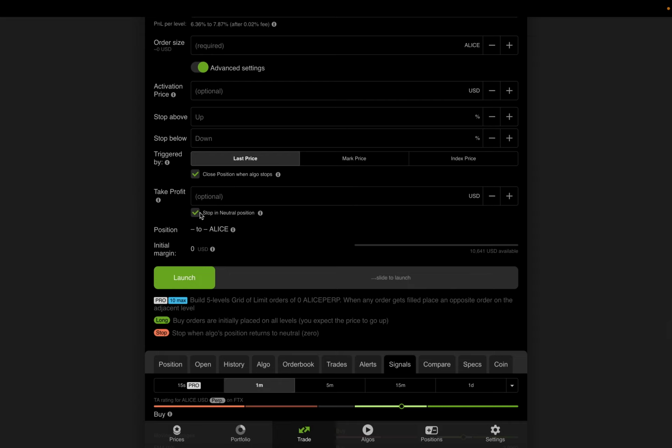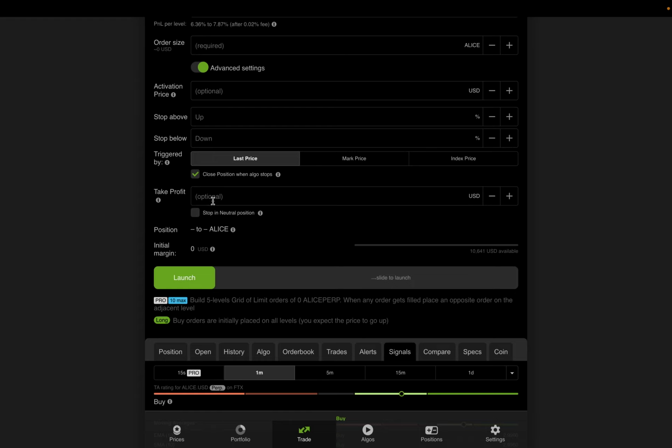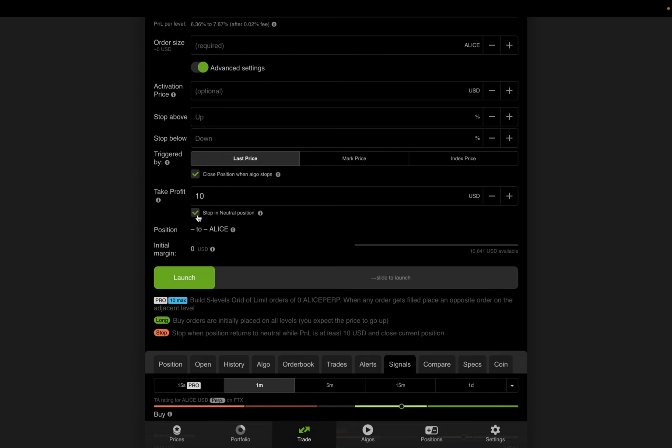But it might be even more interesting in conjunction with take profit. So if you set a take profit of $10 and check this checkbox, that would mean that the grid will first wait for the P&L to reach 10 USD, and then after that it will continue, not stop, it will continue trading until it reaches neutral position, and then it will stop.